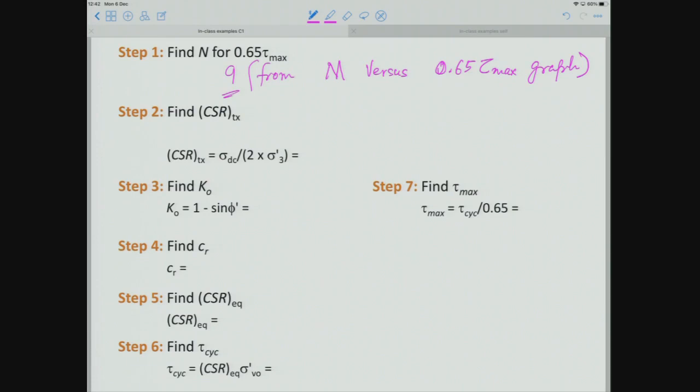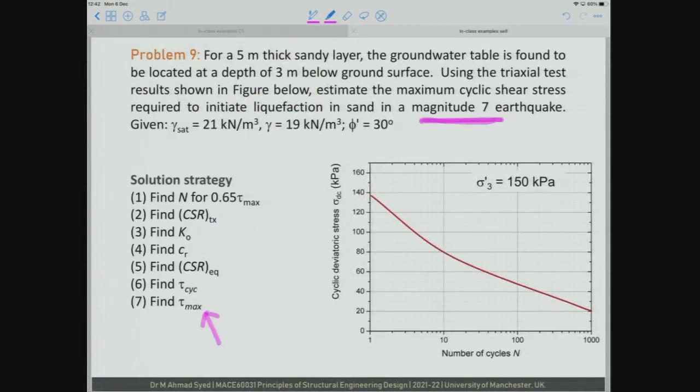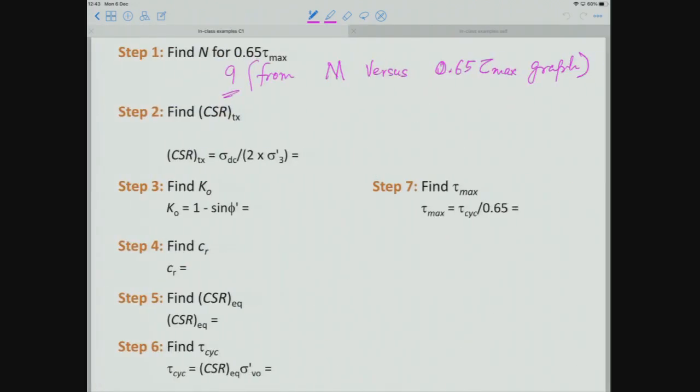Now, what will be your step 2? So this is done. Step 2, find CSR TX. We have found N, so for that N I will be reading the value of sigma dc, which is approximately 80. Why I will be reading this is because CSR TX is sigma dc over twice sigma 3 prime. I already have sigma 3 prime. I'll be reading that value that corresponds to N equal to 9. So here I will write for 9 cycles.